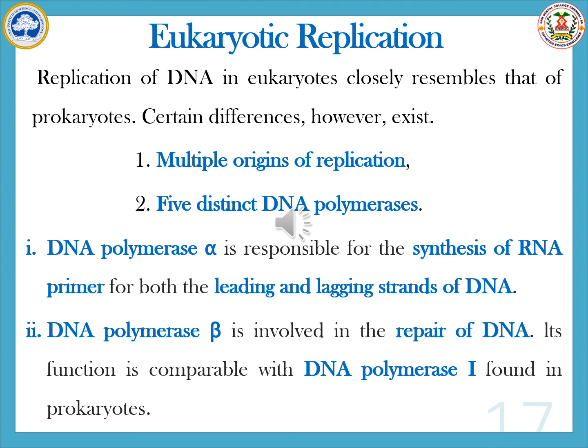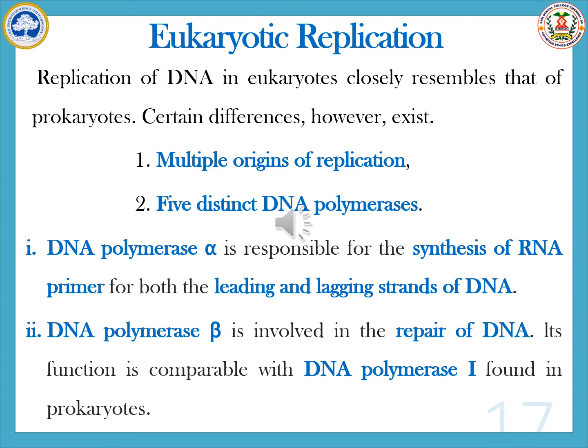Unlike prokaryotes, which consist of only one origin of replication in the circular DNA, eukaryotic replication consists of multiple origins of replication, and it also has 5 distinct DNA polymerases, which exist as alpha, beta, gamma, delta, and epsilon. The function of DNA polymerase alpha is the synthesis of RNA primer for both the leading and the lagging strands of DNA.